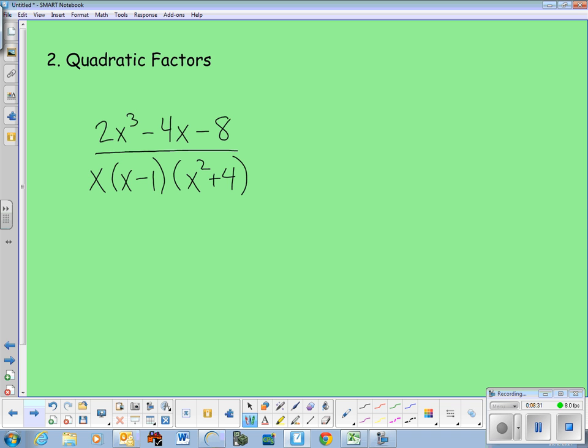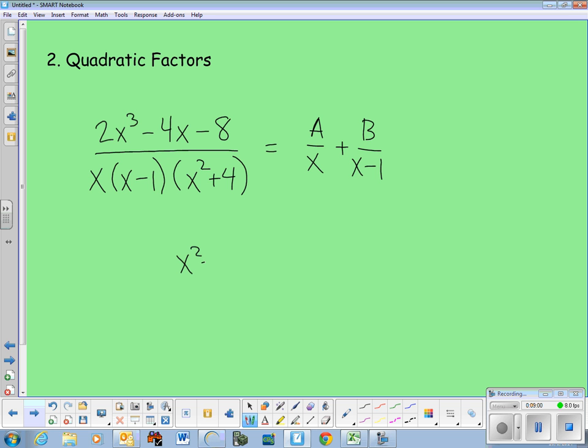Quadratic factors. Look at those factors in the bottom. Somebody was kind and went ahead and factored it for you. I'm going to treat the linear factors like I always did. I don't have any repeated linear factors. I have an x that shows up once and an x minus 1 that shows up once. And then I have this x squared plus 4. All right? That is not a repeated linear factor. That's a quadratic factor. It cannot be broken down into linear parts.